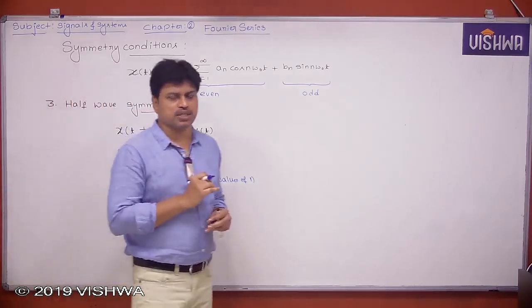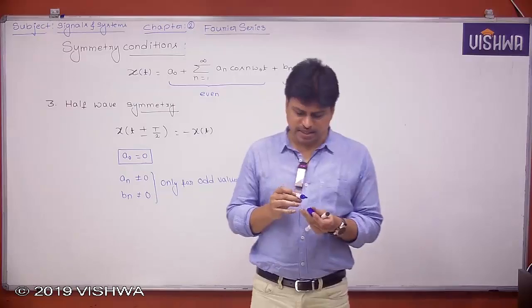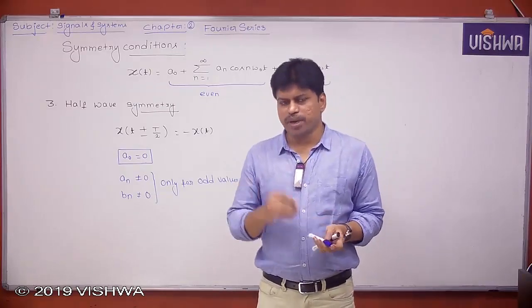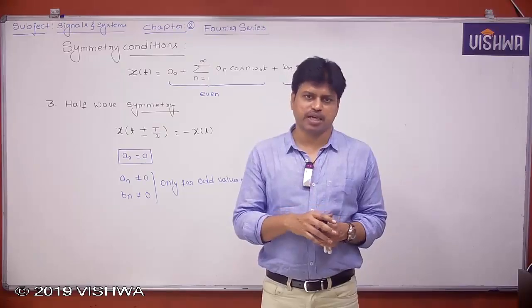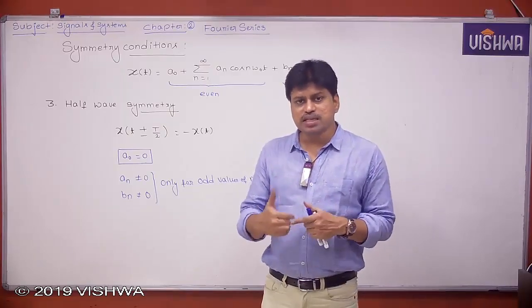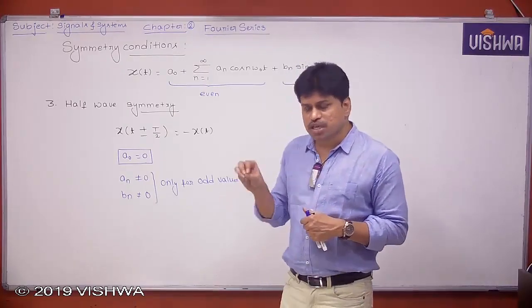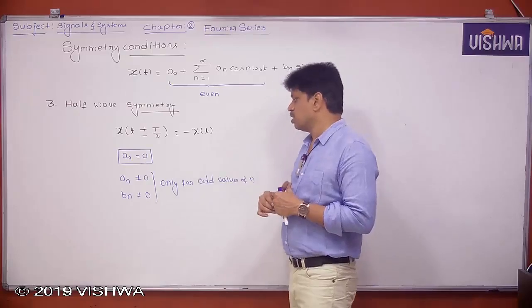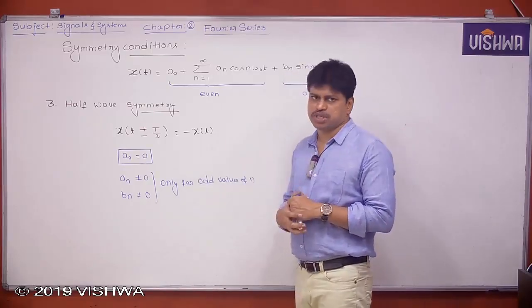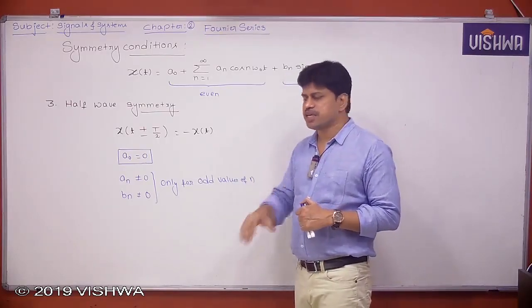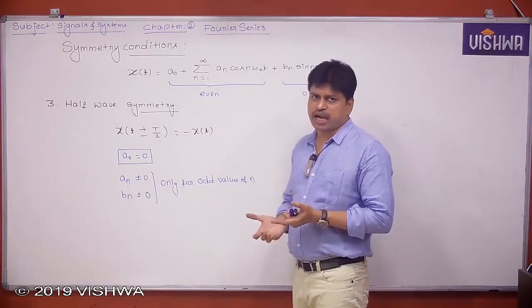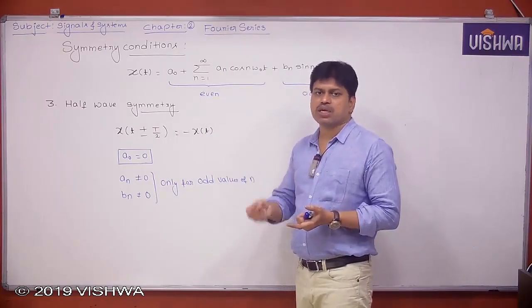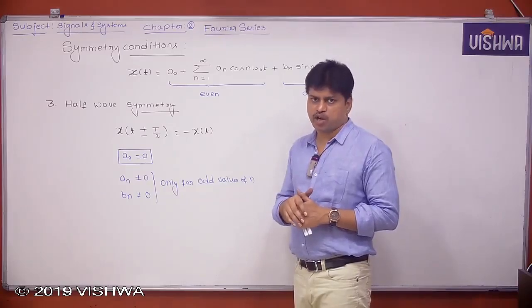odd harmonics. What do you mean by odd harmonics, sir? Let's say omega naught, 3 omega naught, 5 omega naught, 7 omega naught, and so on. These are nothing but the odd harmonics. Those kinds of terms only are present. So then we can say it is half wave symmetry. Remember, in half wave symmetry, A0 value is always 0, and the remaining terms will have only odd harmonics. I hope you understood.